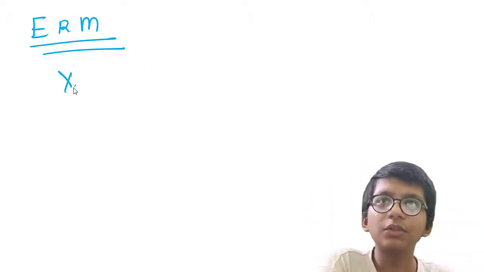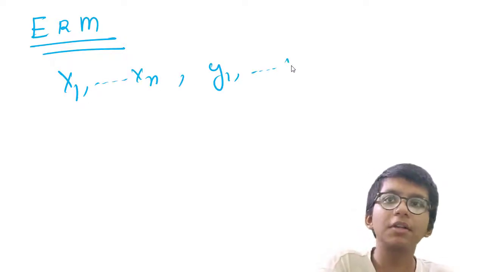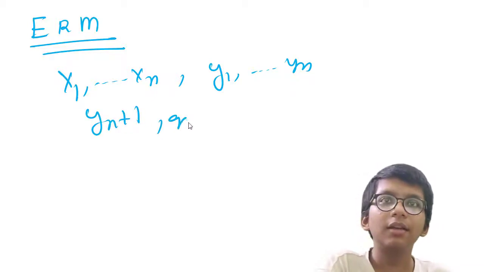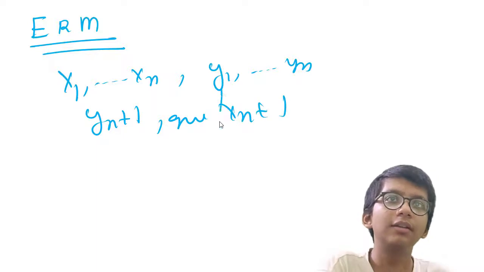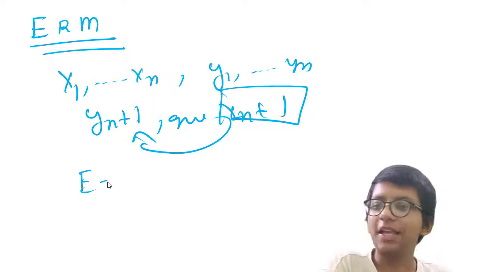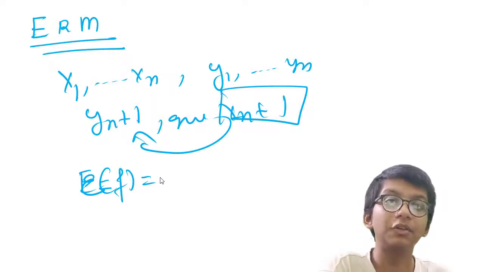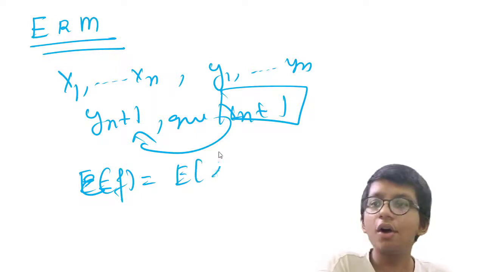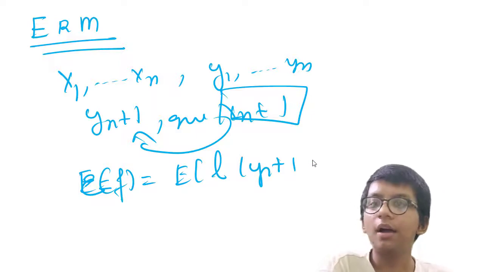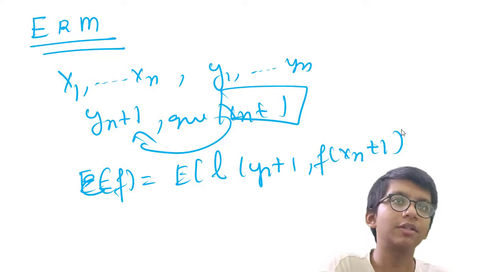So you are given x1 all the way down to xn and its corresponding labels y1 all the way down to yn. You want y(n+1) given x(n+1). So given the input, you want the output. This is what you have to minimize. So we introduce the loss of y(n+1), which we want, against what the model predicted, f(x(n+1)). This is the loss.